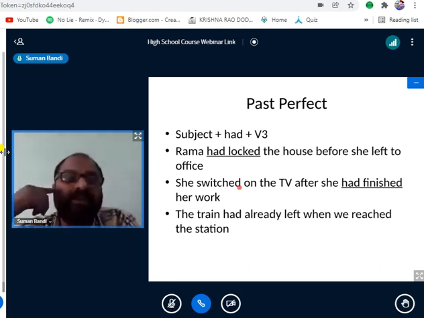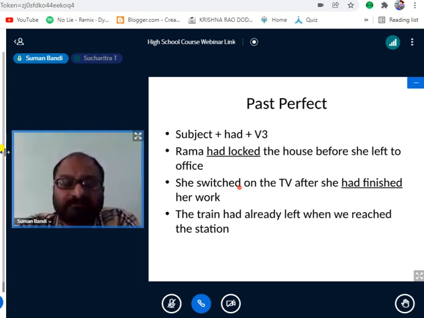When you use before and after, how to remember where to use past perfect without getting confused? So remember, when you are using before in your sentence, past perfect comes before before. If you are using after in your sentence, past perfect comes after after. Simple. Before before, after after.